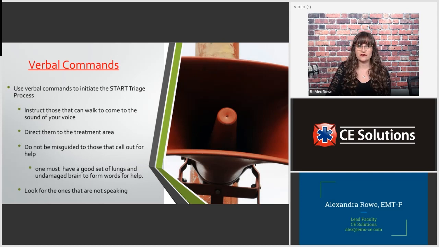The important part here is to look for the ones that are not speaking. Very crucial that we do a complete 360-degree walk around your scene to evaluate all angles, just in case somebody or something is missed. Because those that are not speaking tend to end up being overlooked if you don't do a full, thorough examination of your scene, and that could potentially be detrimental to those patients.